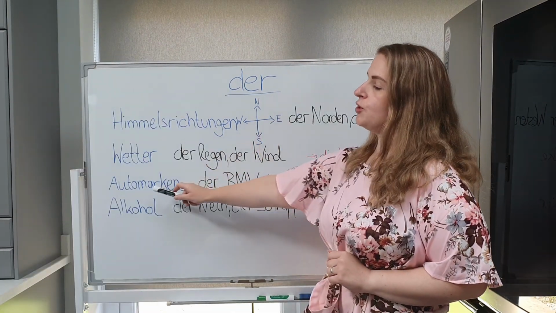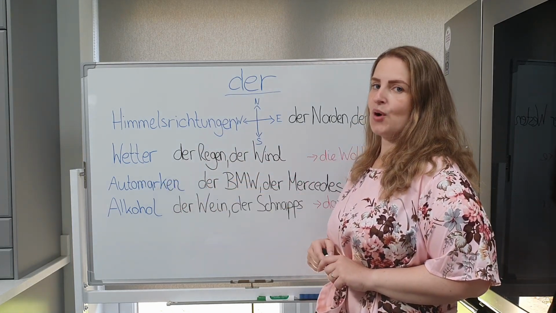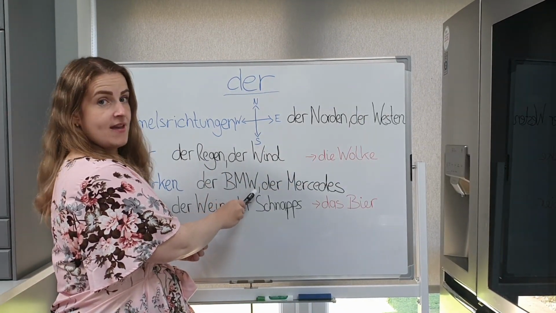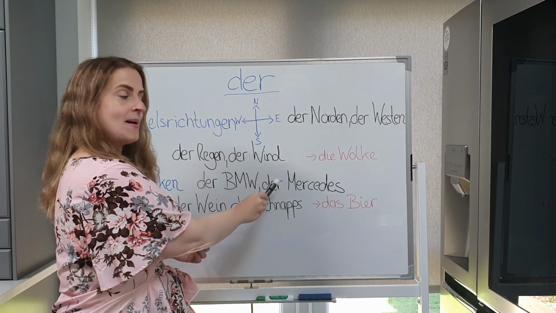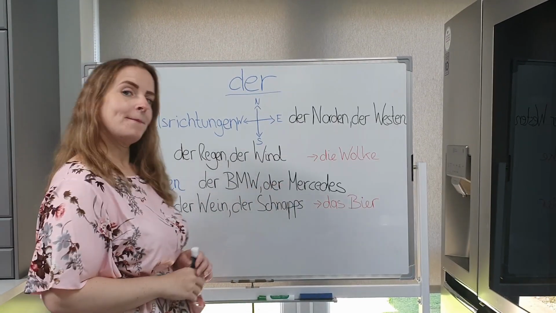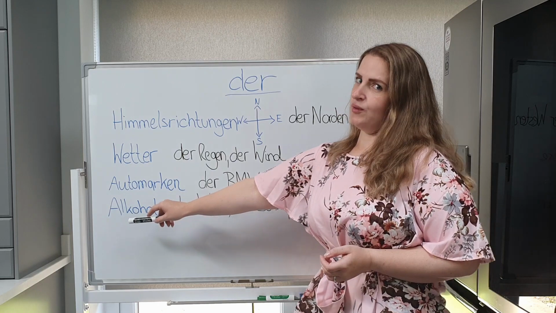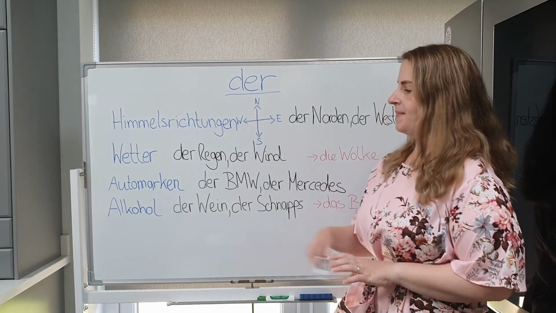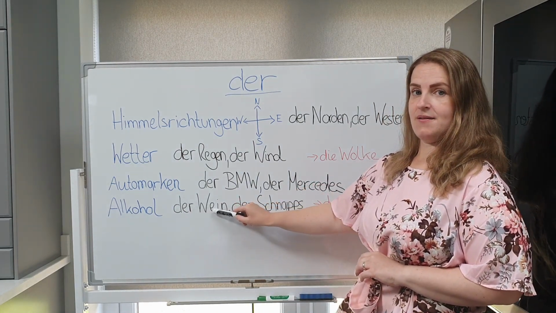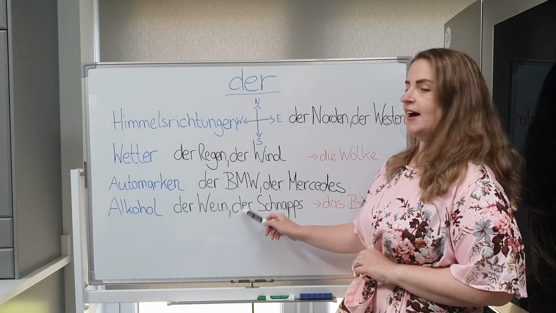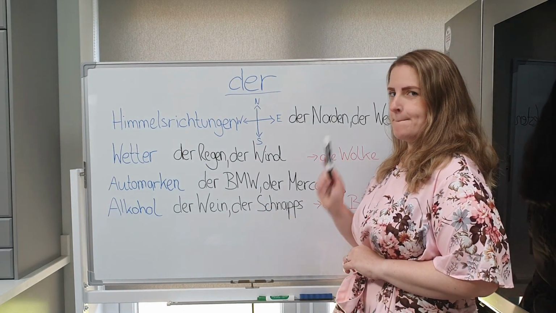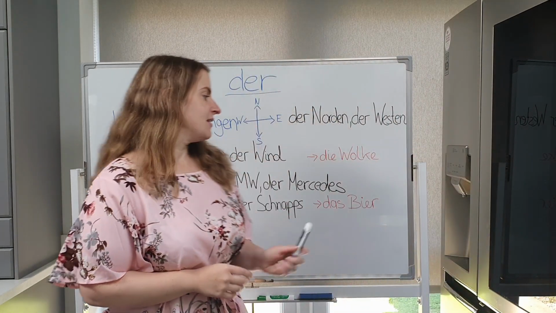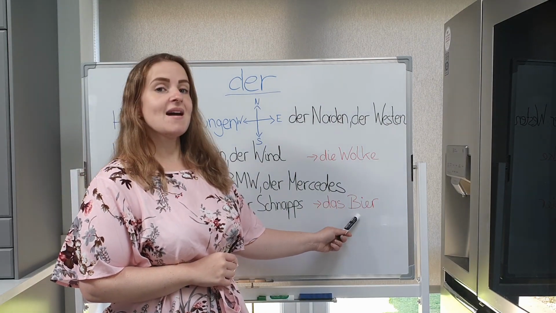We also use der when we talk about Automarken, car brands. BMW. Der Mercedes. And we also use der for alcohol. We would say der Wein. The wine. Der Schnaps. But again, a little exemption on this one, and it's a really important one. It is called das Bier.